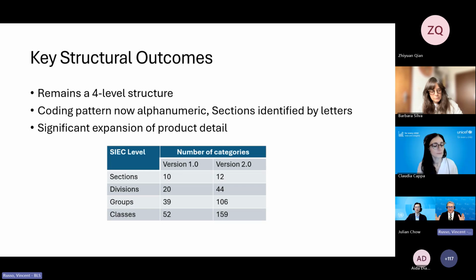In terms of the structure and some of the key changes from a high level, SIEC will remain a four-level structure. So there are sections, divisions, groups, and classes at the lowest level. You'll see that we expanded the number of sections at the top level of the structure from 10 to 12. So this necessitated changing the coding pattern to introduce alphanumeric characters, and so sections are now identified by letters, and this is a similar type of rubric as we see in the ISIC classification of industrial activities. The number of classes significantly expanded from 52 classes to 159. So there's quite a bit more detail in the structure, and my goal today is to highlight some of those key changes.